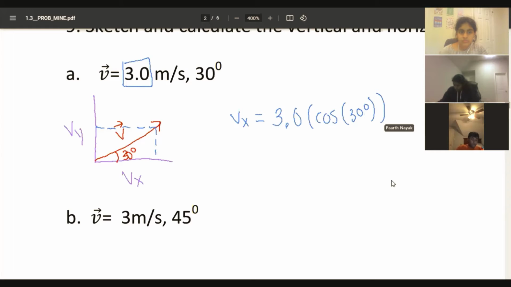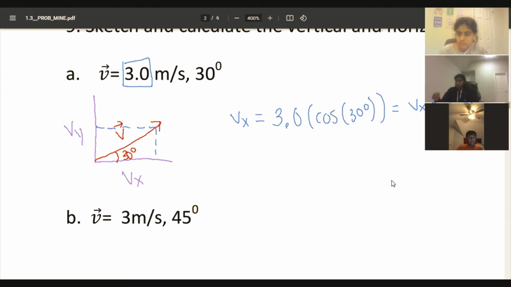And when you do that, you would find that Vx equals 2.6 meters per second. Is that right? And make sure that when you're doing this, you are rounding to 2 sig figs. A reminder that when you multiply, you round to the least specific number of sig figs. So in this case, 3.0, we would keep it at 2.6.